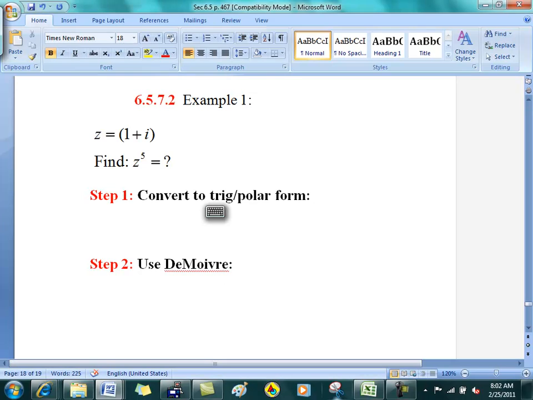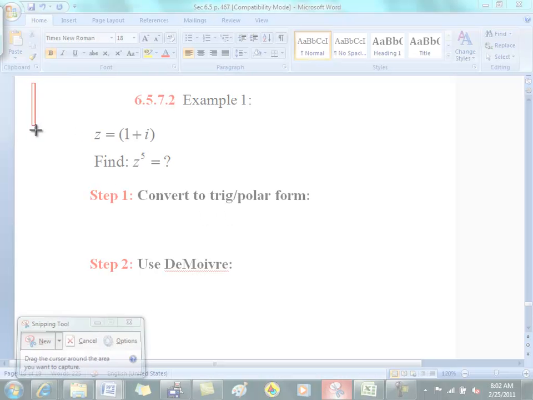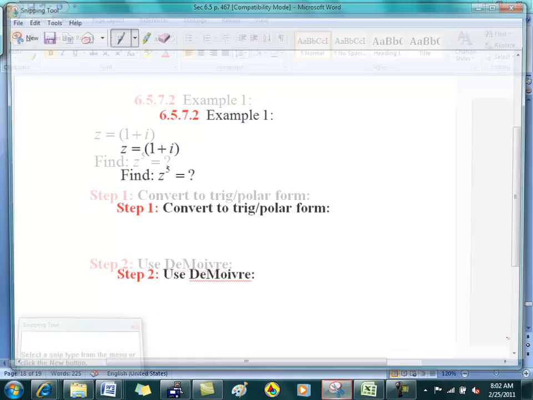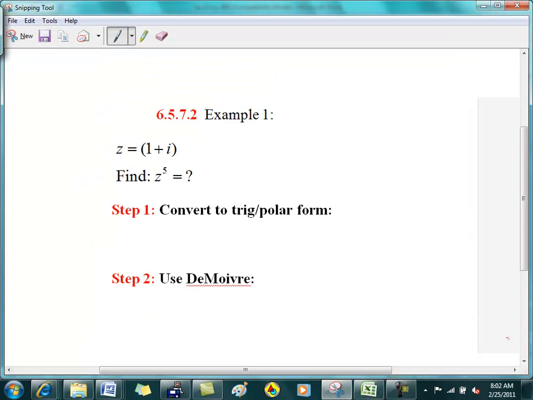Okay, so recipes. Let's go through the recipes. Step 1, convert to trig polar form, which you all know how to do, right? We just did that for a couple of problems. So, Sharik, what's R equal to? Root 2. Your plot's going to look like this, right? That's where Z is. What's the angle equal to?